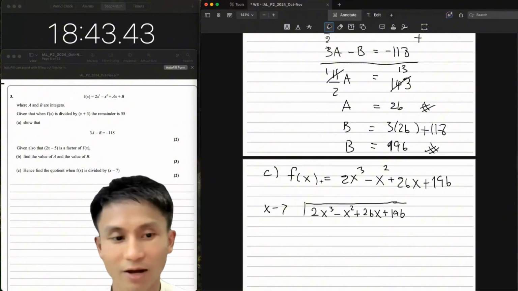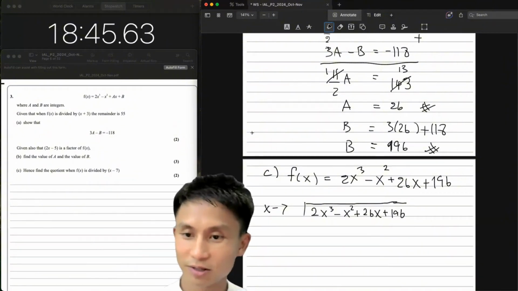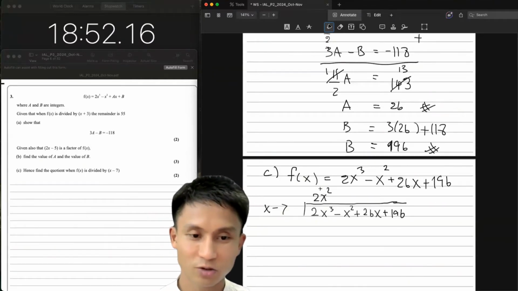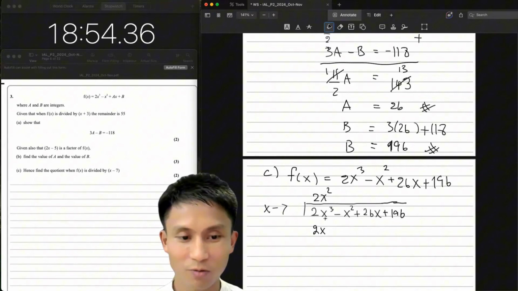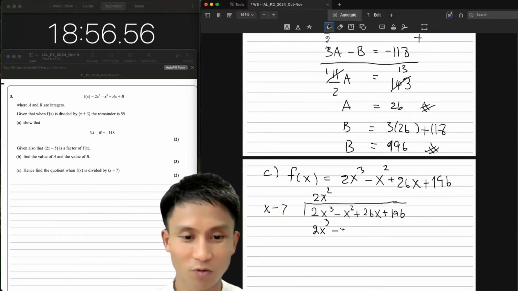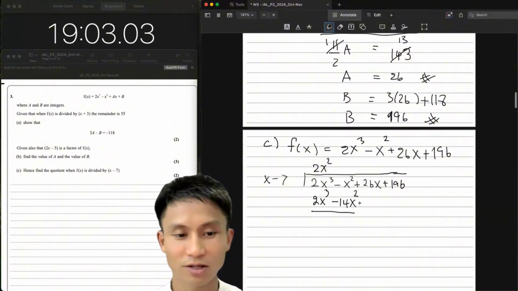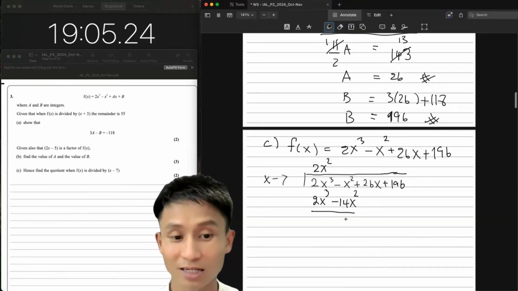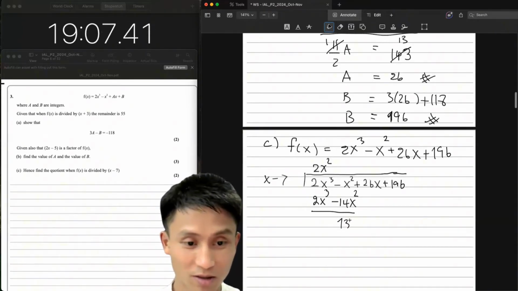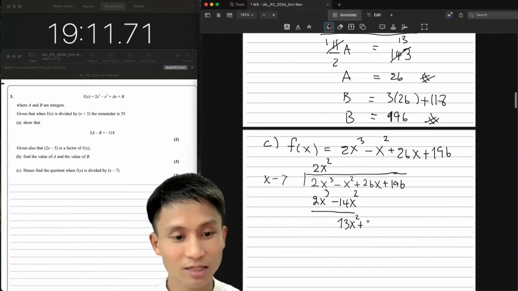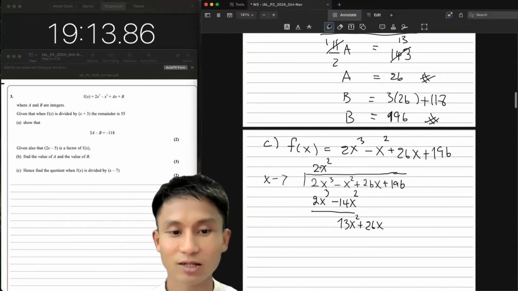Okay, so we are doing long division here. First term divided into the first term, we get 2x squared, right? And 2x squared, multiplied back, we get 2x cubed minus 14x squared. Subtracting these two lines, the first terms go to 0 anyway, but that is minus x squared minus 14x squared. So we get a 13x squared. Just have to be careful with the sign. Pulling 26x down and then doing the division again.